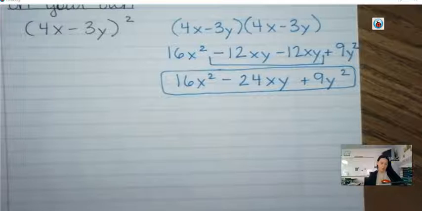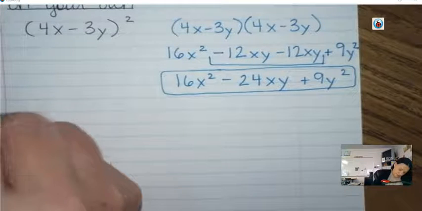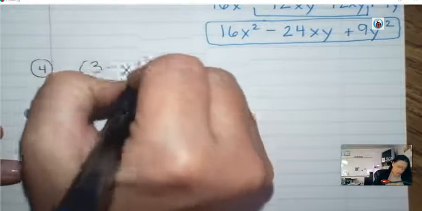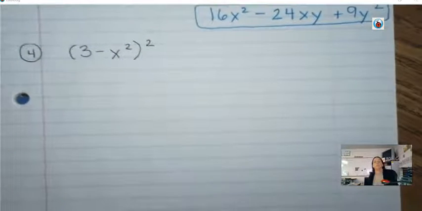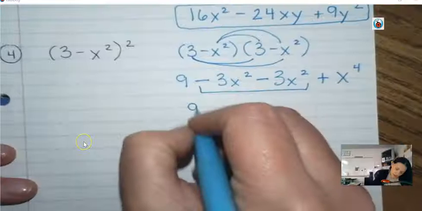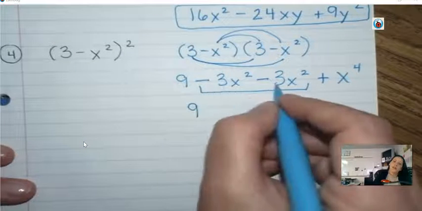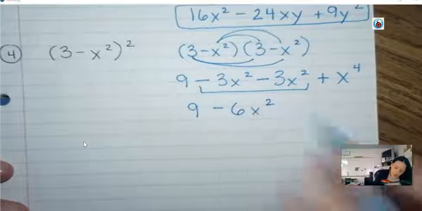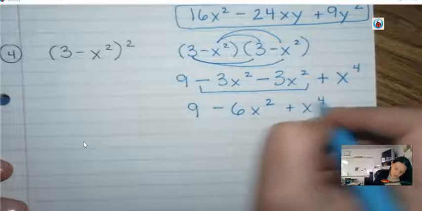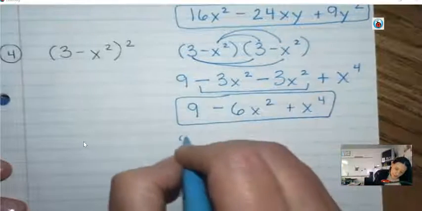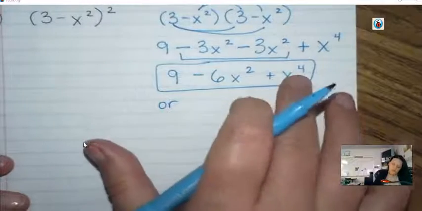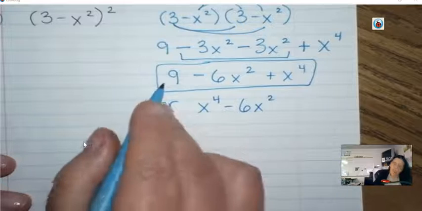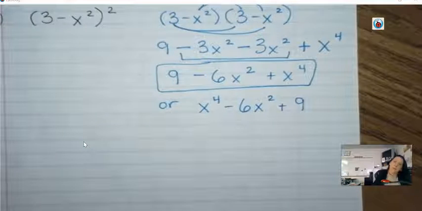Okay, let's try another one. 3 minus x squared, squared. Okay, work on that with a friend. I have 9. For my x squareds, I have negative 3 of them, and I have another negative 3 of those. So for x squareds, I now have negative 6 of the x squareds. You can leave it like this, or if you want to write it in standard form, the biggest degree goes first, so the x to the 4th goes first, then the x squareds, and then last comes the constant, and that's a positive 9, so you get a plus 9.